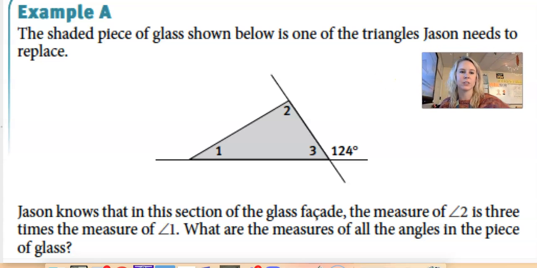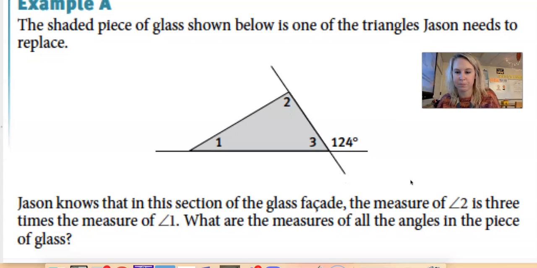Okay, so again we're still talking about Jason. He's trying to fix the glass on the exterior in Ohio. So the shaded piece of glass is shown below and one of the triangles he needs to replace. So here is a triangle. He knows the outside section of the angle, the exterior angle, is 124 degrees, and we're trying to figure out angle 1 and angle 2 and angle 3.